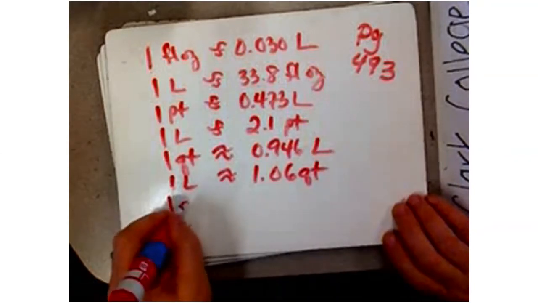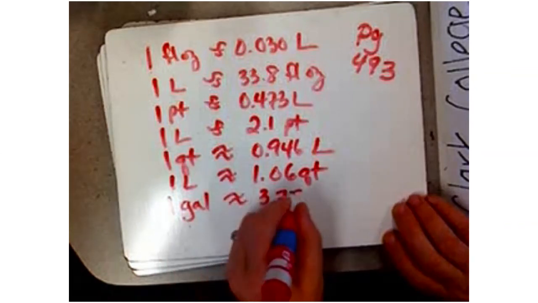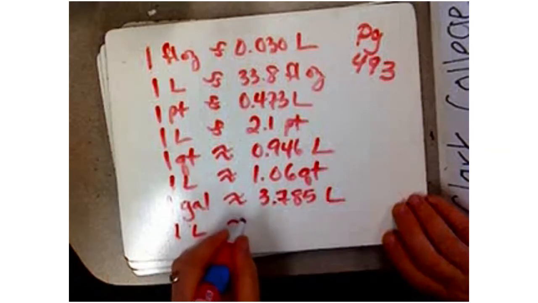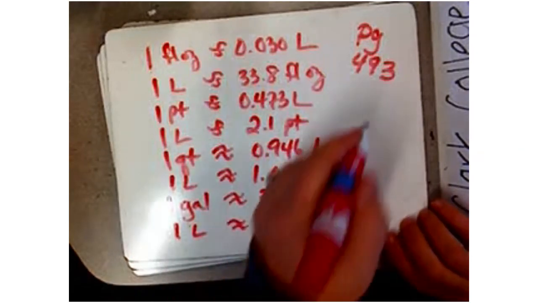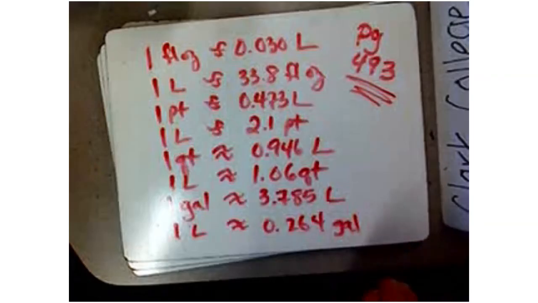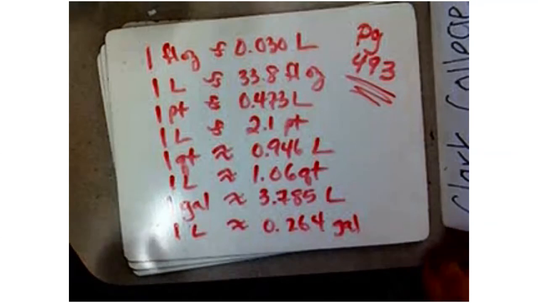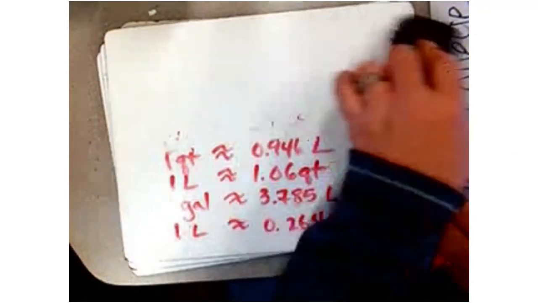And then finally, 1 gallon is approximately 3.785 liters, and 1 liter is approximately 0.264 gallons. And these are all on page 493 in a table in the middle of the page. You want to take a look at that and probably make a note card or a note page of all these conversions so you can have easy access to them.